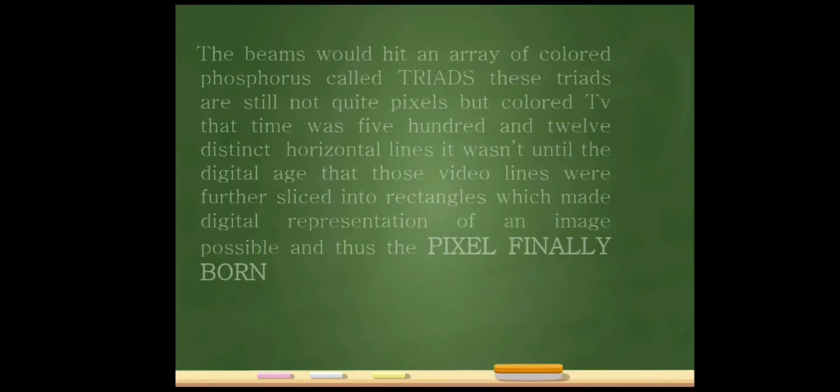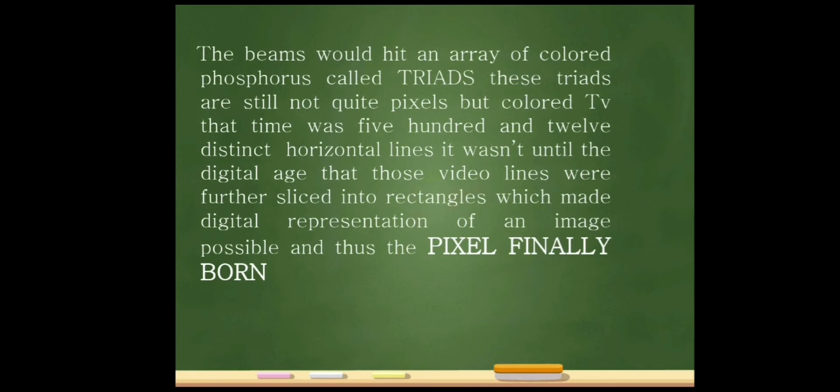The beams would hit an array of colored phosphors, which we call triads. These triads are still not quite pixels, but color TV at that time had 512 distinct horizontal lines. It wasn't until the digital age that those lines were further sliced into rectangles, which made digital representation of an image possible, and thus the pixel was finally born.